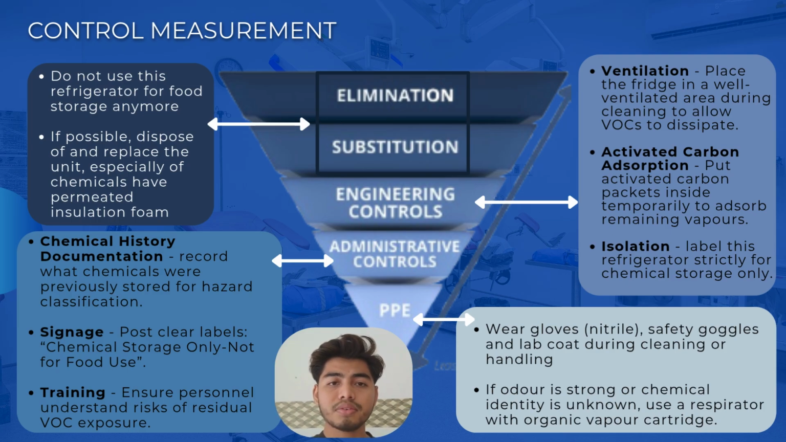For administrative controls, proper documentation of what chemicals were stored should be recorded if possible. Clear signage should be placed and users must be trained on the risk of VOC exposure and the correct cleaning procedures. Regular odor checks and inspection should also be carried out. Personal protective equipment, or what we call PPE, such as nitrile gloves, safety goggles, and lab coats, should be used during cleaning. If the smell is very strong or the chemical identity is unknown.